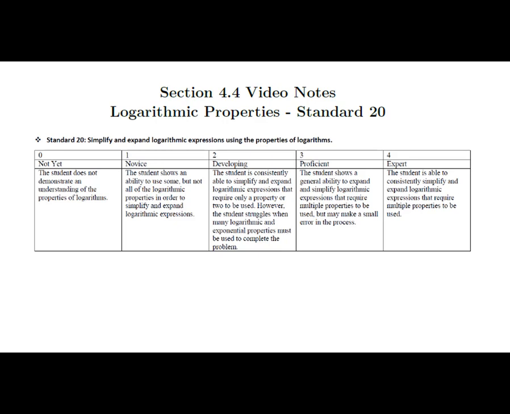In this video, we're going to continue to study logarithms, and we're going to specifically look at how we can simplify logarithmic expressions and expand logarithmic expressions using certain properties. And eventually those will help us in solving equations, solving application problems, and things like that.